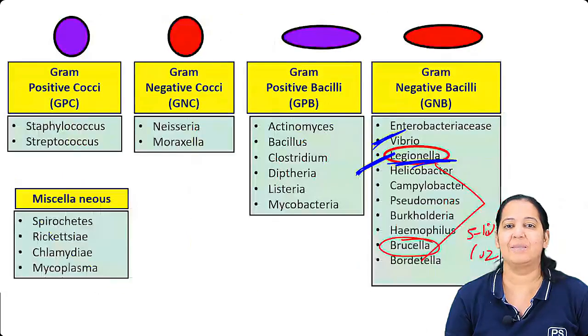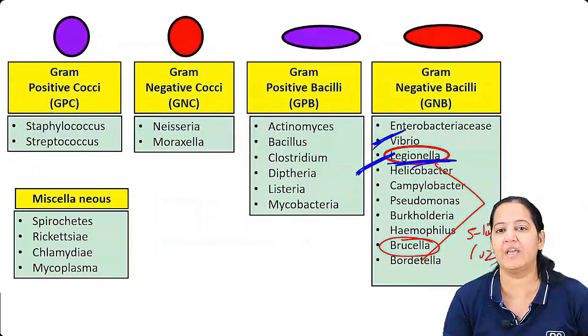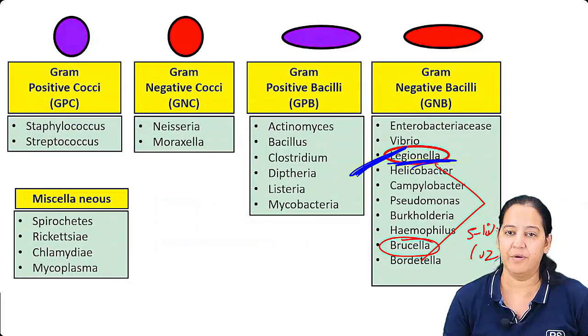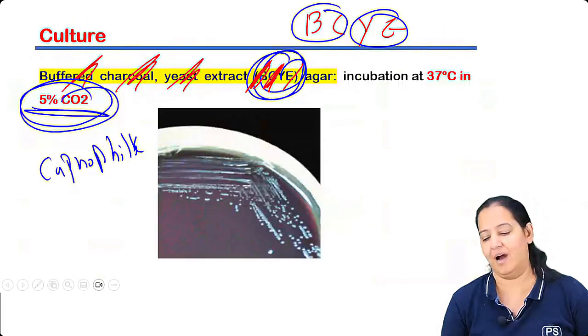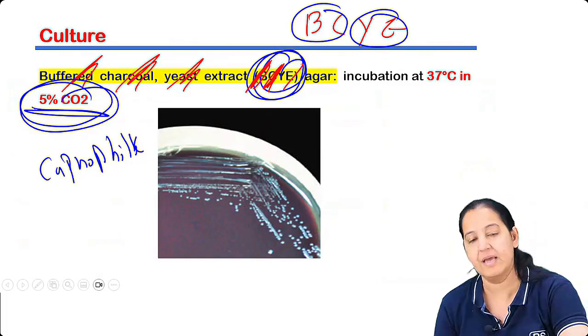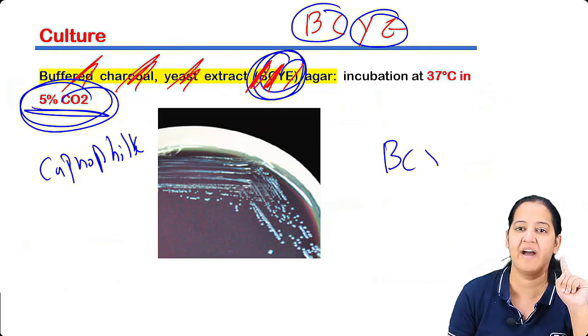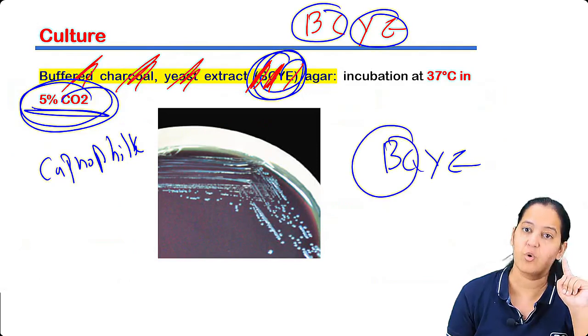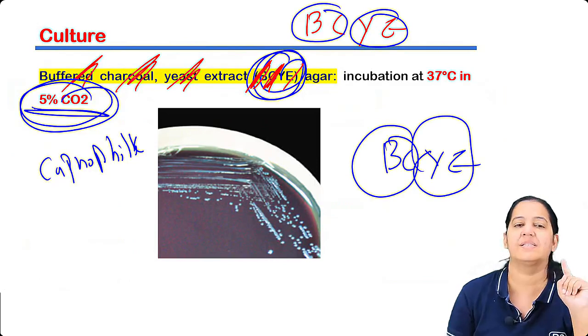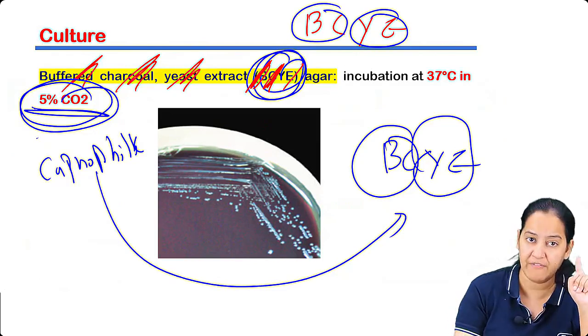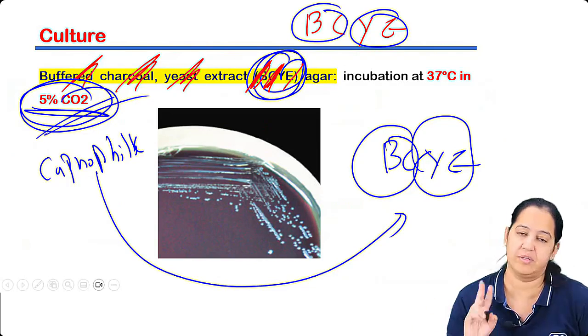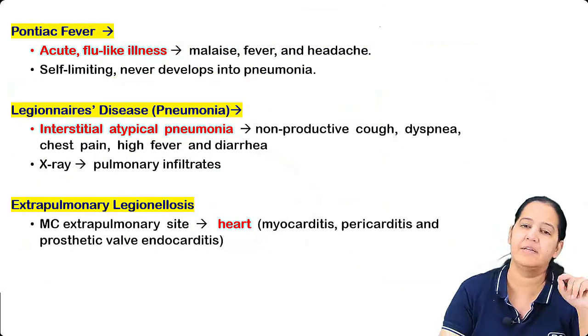So see, the peculiarity is that I'm teaching you Legionella. Vibrio is done. In Legionella we have learned 2 things. Number 1, the selective media is BCYE. What is BCYE? Buffered charcoal yeast extract. And number 2, it is capnophilic. It requires 5% carbon dioxide, not oxygen. These 2 things we learned. Number 3, the diseases it causes.